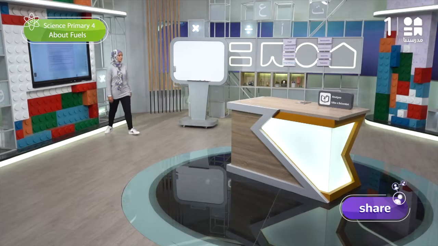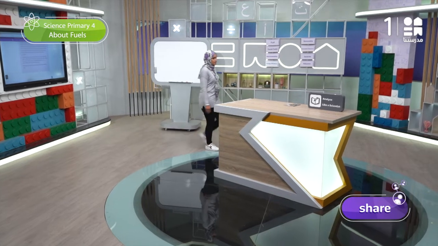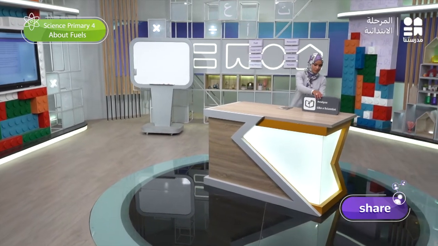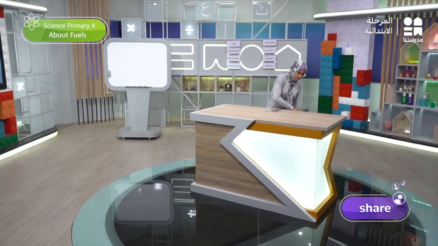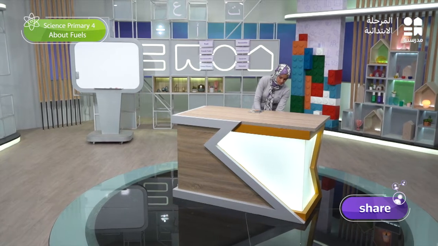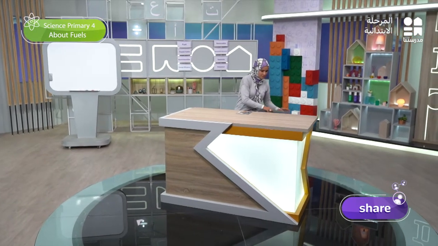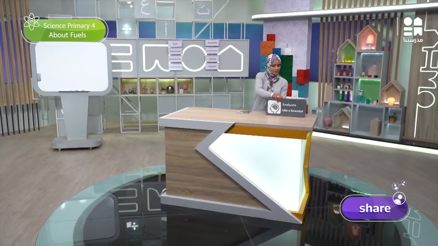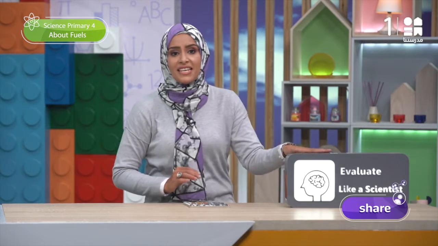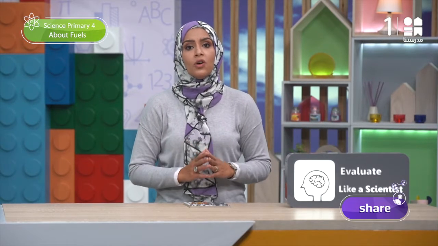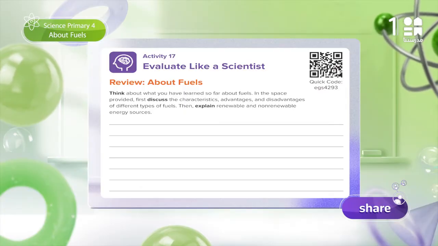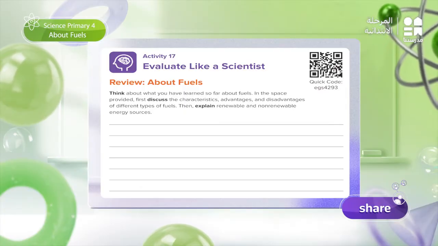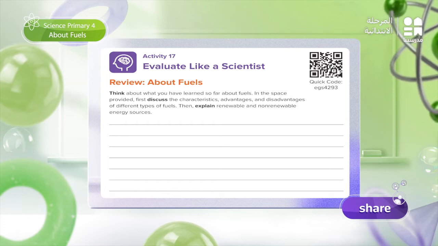Now, let's move to the last activity. Activity 17, evaluate like a scientist. Review about fuels. Open book page 55 and let's read what we are asked to do. Think about what you have learned so far about fuels.